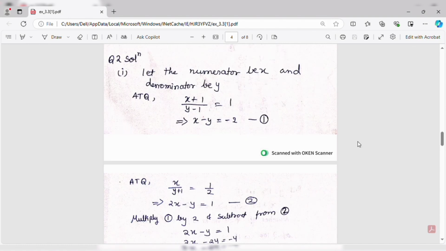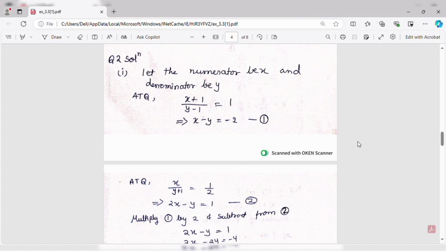So question number 2 is word problems. So here we have to first frame the equations and then we will solve them. So first question is, if we add 1 to the numerator and subtract 1 from the denominator, the fraction reduces to 1 and it becomes 1 by 2 if we add only 1 to the denominator. We have to find the fraction. So we will take numerator as x and denominator as y.